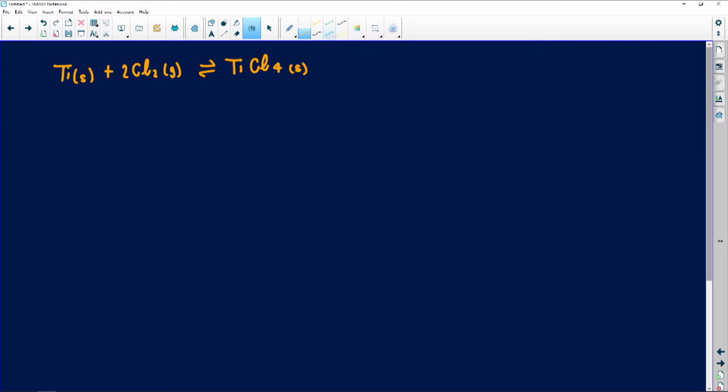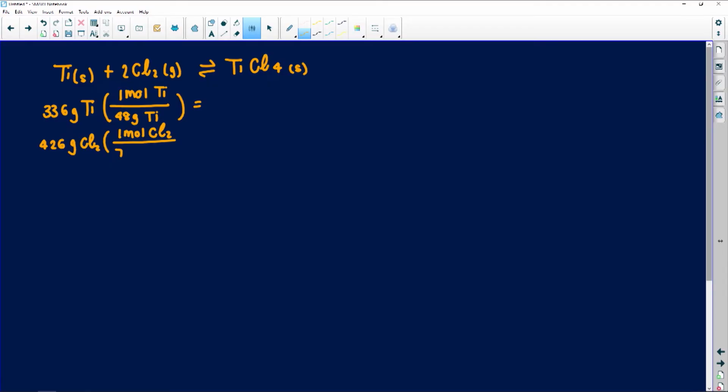Step number 1, they've given us the information in grams, which we must convert into moles. Initially we have 336 grams of titanium. Remember, 1 mole of titanium is equivalent to 48 grams of titanium on your periodic table. I'm going to work that out just now. Then we are told we have 426 grams of chlorine gas. Remember, it's diatomic. I forgot my 2 there. 1 chlorine is 35.5 grams, times that by 2 because it's diatomic. I think I get 71 grams per mole of chlorine gas.